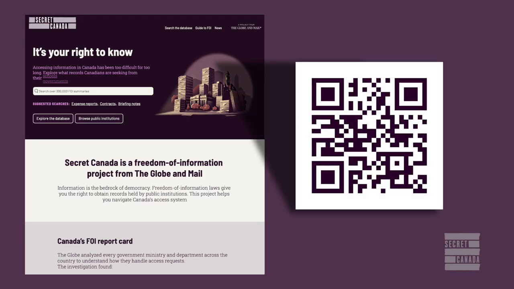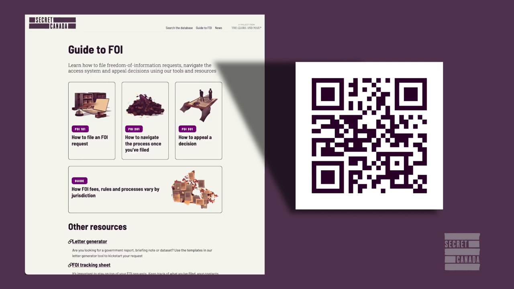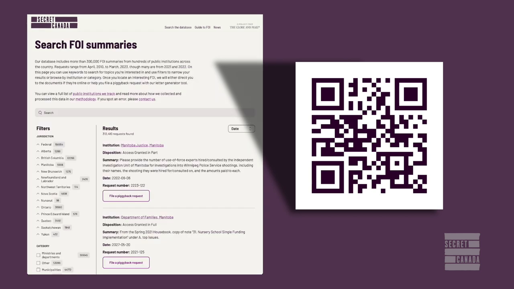To learn more, scan this QR code to be directed to the Secret Canada website, where we have a ton of resources, like FOI sample letters, a guide to how to file an appeal, as well as a searchable database of completed access requests collected from hundreds of public bodies across the country.